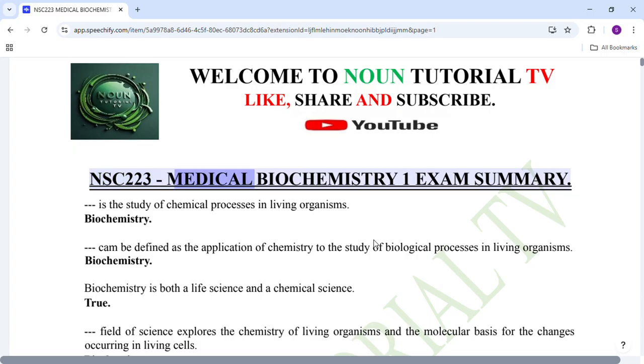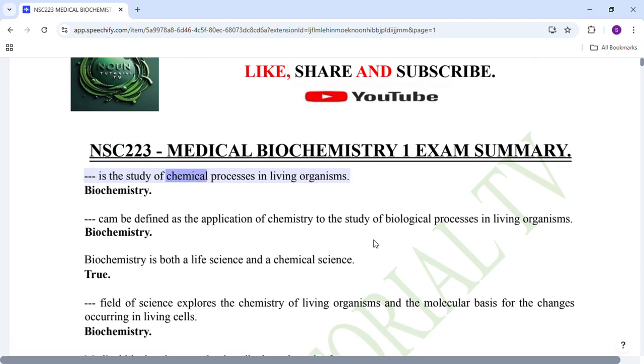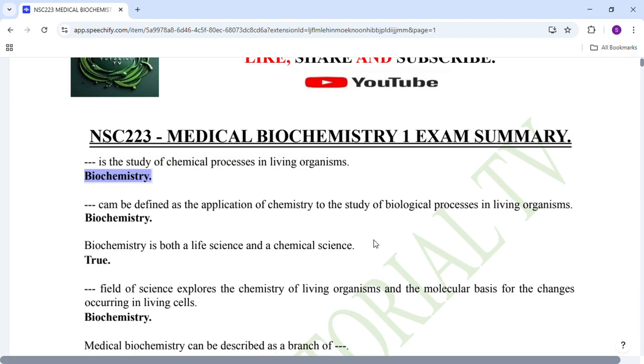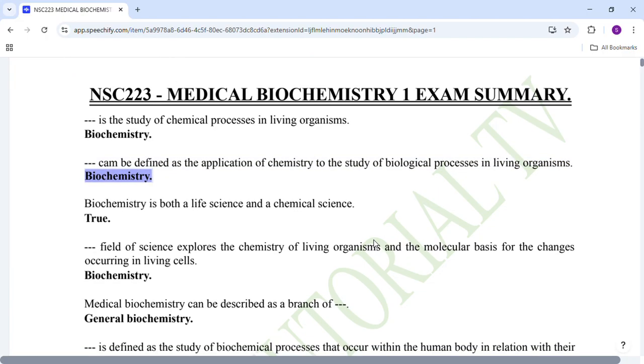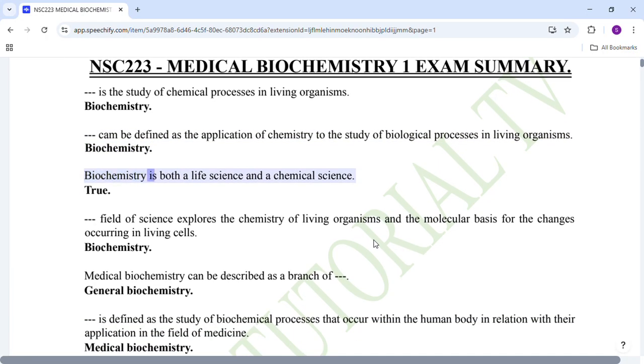NSC223, Medical Biochemistry 1 Exam Summary. Biochemistry is the study of chemical processes in living organisms. Biochemistry can be defined as the application of chemistry to the study of biological processes in living organisms. Biochemistry is both a life science and a chemical science.